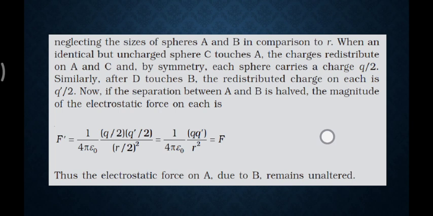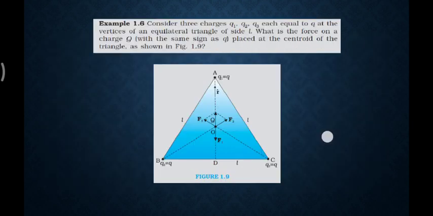This example gives a better understanding of Coulomb's law. Now let us go for example number 1.6. Consider three charges q1, q2, q3 at the vertices of an equilateral triangle ABC, and at the centroid of the equilateral triangle, the respective charge is capital Q.